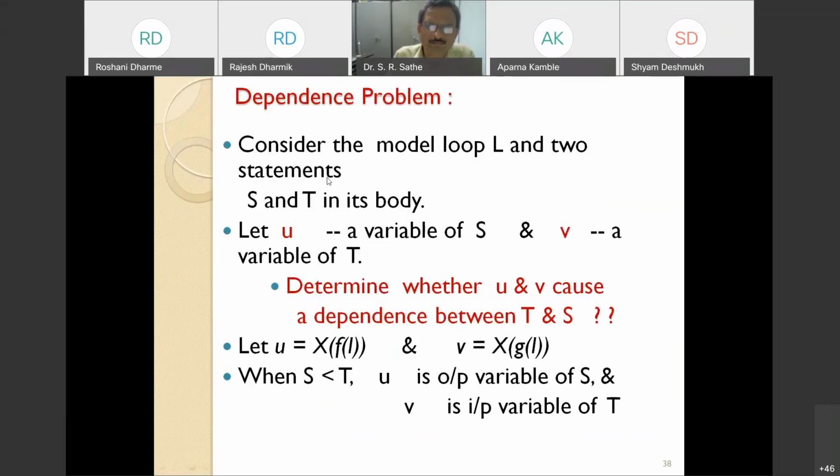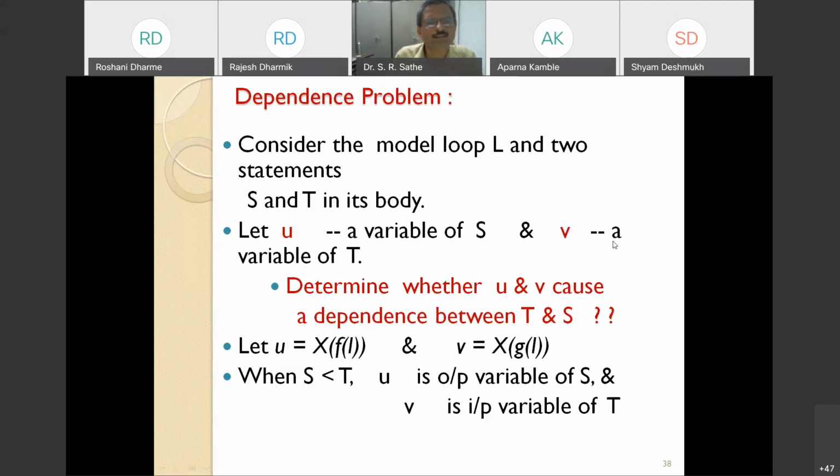For want of time, I will just come to the dependence problem. Okay, because in this lecture I have proposed to cover the GCD test and Banerjee's inequality test. So we have the dependence problem. Consider a model loop L and two statements assigned to T in its body.